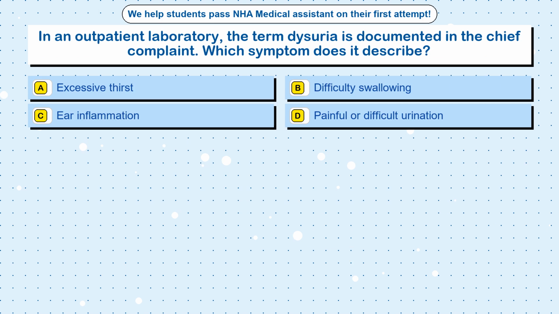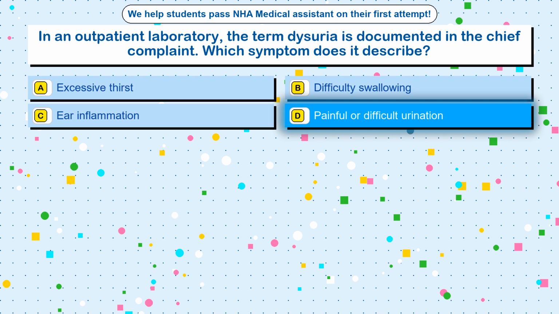Question 52. In an outpatient laboratory, the term dysuria is documented in the chief complaint. Which symptom does it describe? Option A, excessive thirst. Option B, difficulty swallowing. Option C, ear inflammation. Option D, painful or difficult urination. The correct answer is option D, painful or difficult urination.